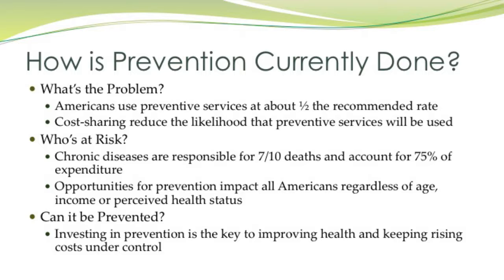Who's at risk? We already know this. Chronic diseases cause 7 out of 10 deaths and are responsible for a lot of our financial expenditure, right? But the opportunities for prevention impact all of us regardless of age and regardless of perceived health status. Because like I said, fundamentally there's a flaw. We don't know that we're healthy, right? You have no real basis for telling me that you're healthy for the most part. You might have some genetic data that says, yeah, my risk is less, but just because you are absent of disease doesn't necessarily mean you're healthy and that you won't develop disease. And so we need to really invest in prevention, okay?